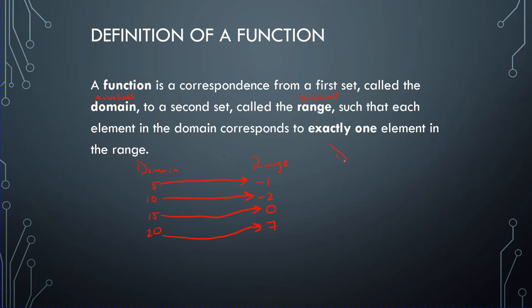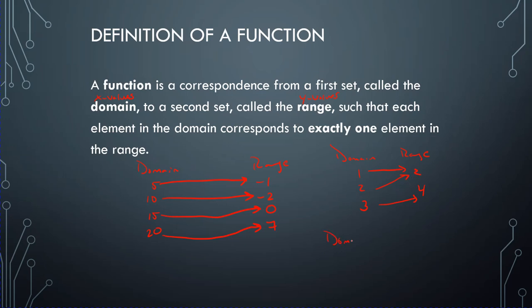Now, let me show you another one that works. 1, 2, 3, 2, 4. This is also a function. So even though these two x values go to the same y value, each x value still only points to one value. The 1 only points to one value, the 2 only points to one value. So both of these are a function.